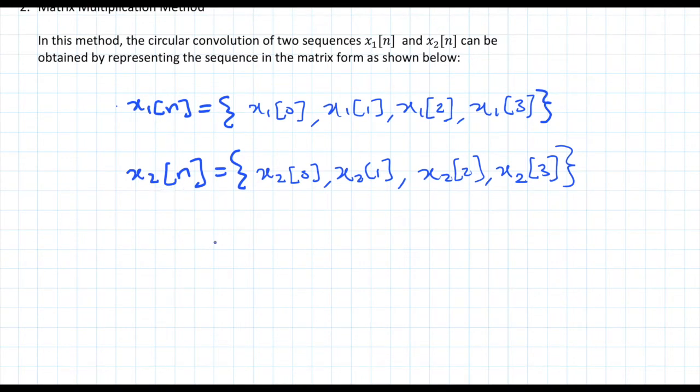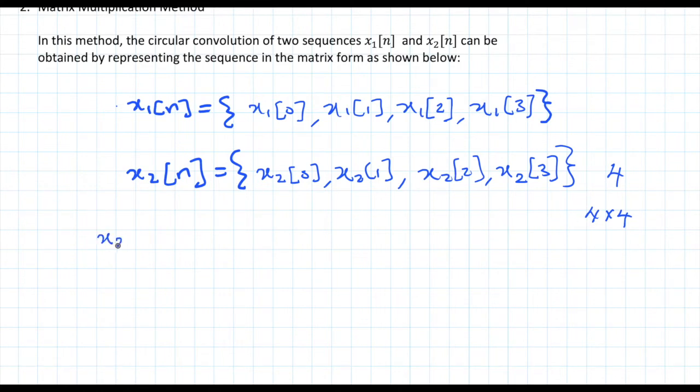Now I'm going to find the circular convolution using the matrix multiplication method. In order to do that, we will represent the second sequence in the form of a matrix. So the formulation of the matrix is given like this. Here we have 4-point sequences, so we have to create a 4 by 4 matrix, that is a matrix having 4 rows and 4 columns.